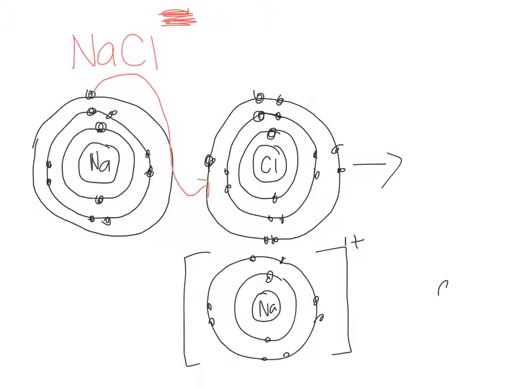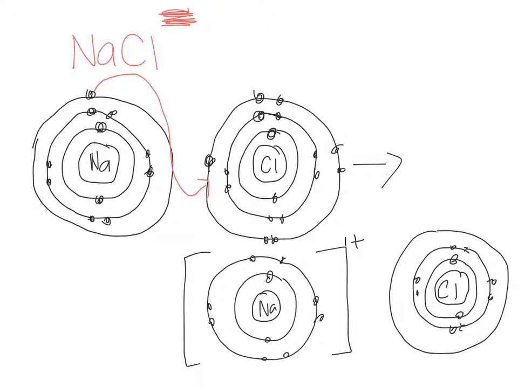Beside it, you're going to draw the chlorine. It took that electron, so now its outer shell is full. And it has a 1 negative spot.